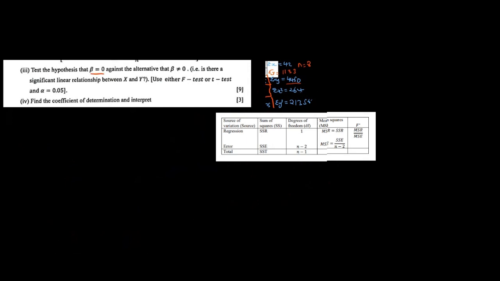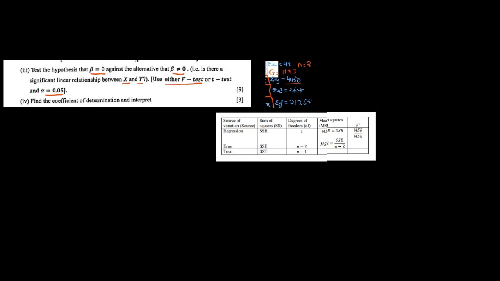For the next one, they are saying test the hypothesis that b is equal to 0 against the alternative that b is not equal to 0, meaning that either there's a significant linear relationship between x and y, or there's no relationship at all. They're saying use either the f test or the t test at a significance level of 0.05. Here I'm going to use the f test.